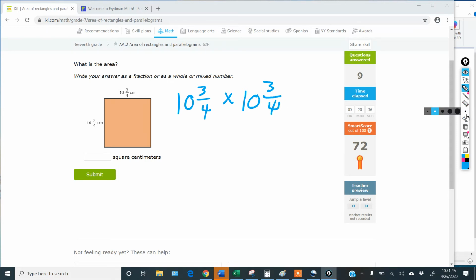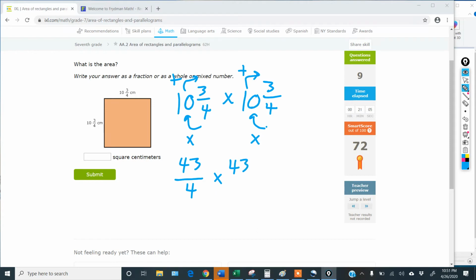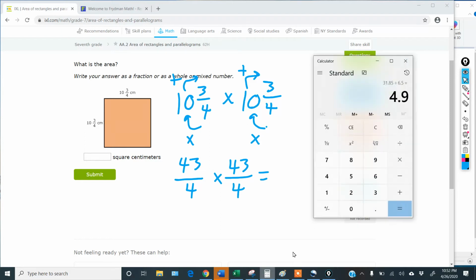So remember, when we're multiplying mixed numbers, it's best to turn them into improper fractions first. So we have 4 times 10 is 40, plus 3 is 43. So we have 43 over 4, keep the denominator the same, times another 43 over 4, because this number is just the same as this one. Let's just go ahead and do 43 squared, right?